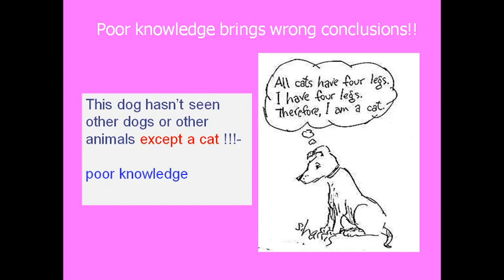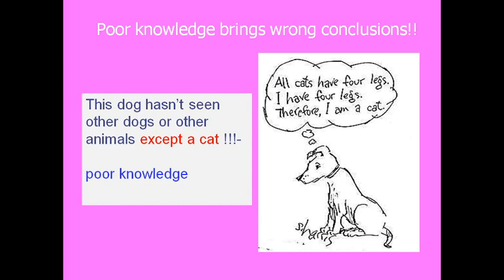Here is a cartoon where this dog has poor knowledge. And what is his assumption? He just thinks that all cats have 4 legs. He has just seen that he has got 4 legs. Okay, the dog has 4 legs. He just knows that. So he thinks, okay, I have 4 legs. Therefore, I am a cat.